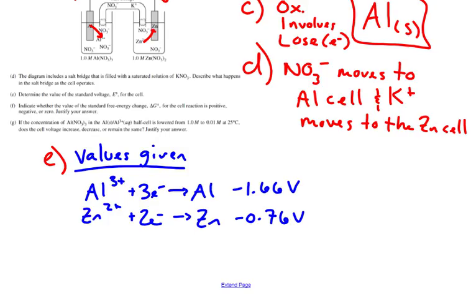They always give you reduction. Oh, what do you mean reduction? Reduction involves gain. I'm gaining electrons. This is a redox problem. What does that mean? One of them has to flip. How do I know how to do that?